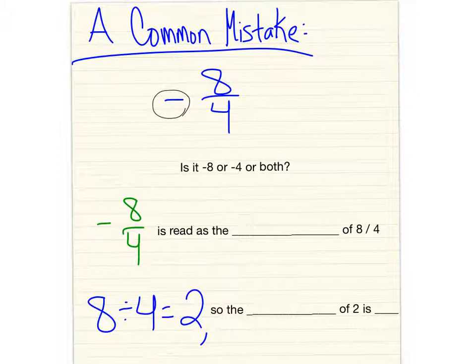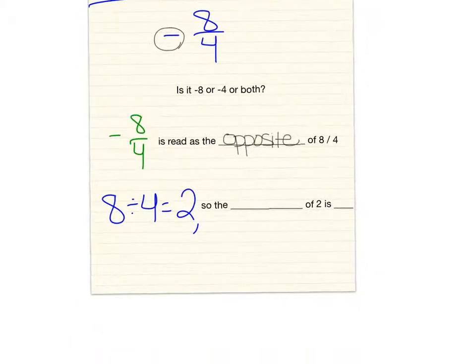If we have negative 8 over 4, remember the negative sign always means the opposite. So negative 8/4 is read as the opposite of 8/4. Okay, so 8 divided by 4 is 2, of course. So the opposite of 2 would be negative 2.